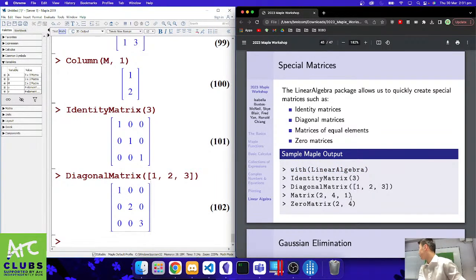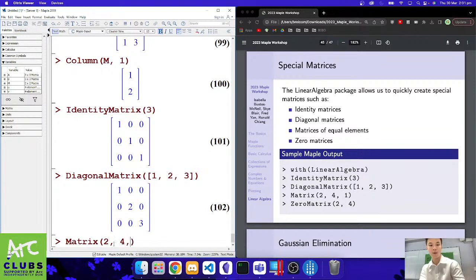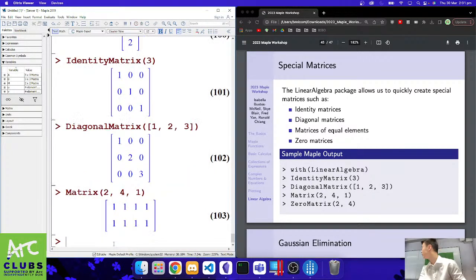The next one is we're looking at matrices of equal elements, and that's going to be called by the command matrix. The first 2 parameters of matrix represent how many rows and columns you want inside your matrix. So if we want a 2 by 4 matrix, first parameter is going to be 2, second parameter is going to be 4, and the third parameter is what we want our element to be. Okay. So if we want our element to be 1, we're essentially creating a 2 by 4 matrix with elements 1. Okay.